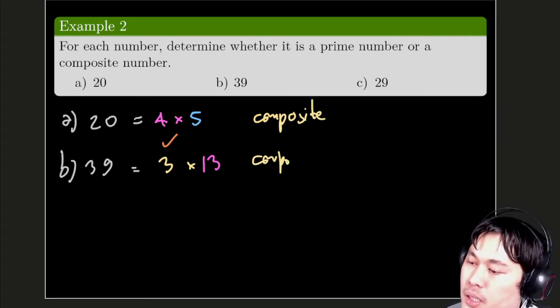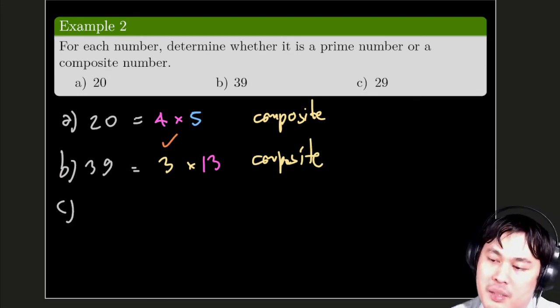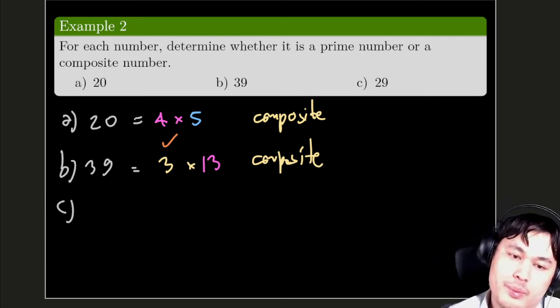So it's B. Very simple enough. To prove a number is a composite number, just express it as a product of two numbers.